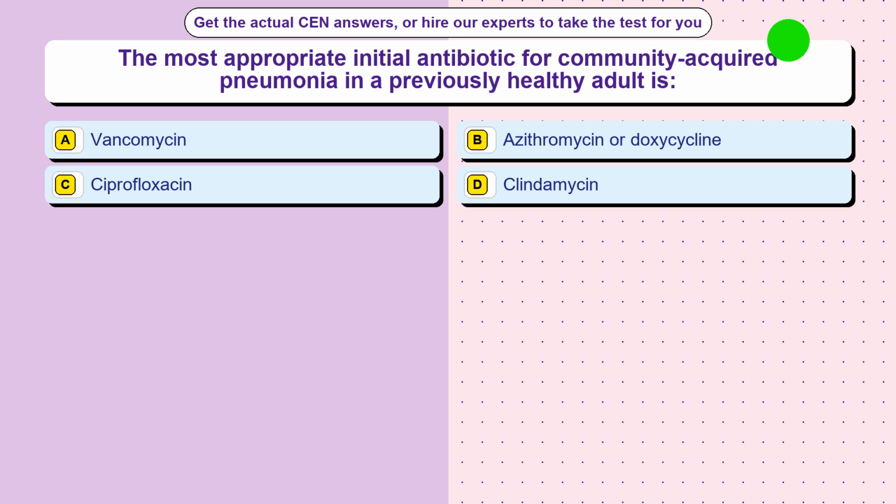Question 18. The most appropriate initial antibiotic for community-acquired pneumonia in a previously healthy adult is Option A, vancomycin. Option B, azithromycin or doxycycline. Option C, ciprofloxacin. Option D, clindamycin.